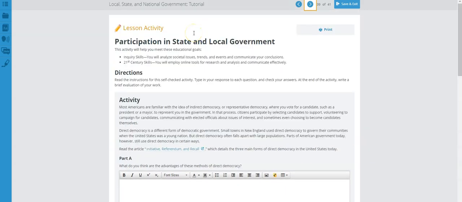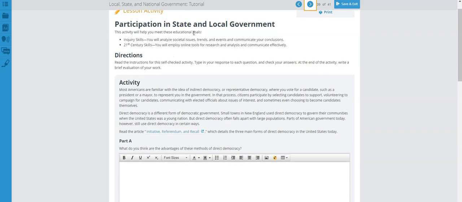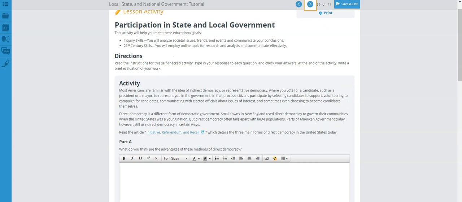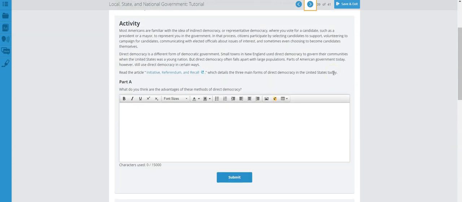We are now moving on to page 39, local, state, and national government tutorial. And this is another lesson activity, participation in state and local governments. Let's go over some of the directions here. Read the instructions for this self-check activity, type in your response to each question, and check your answers. At the end of the activity, write a brief evaluation about your work.